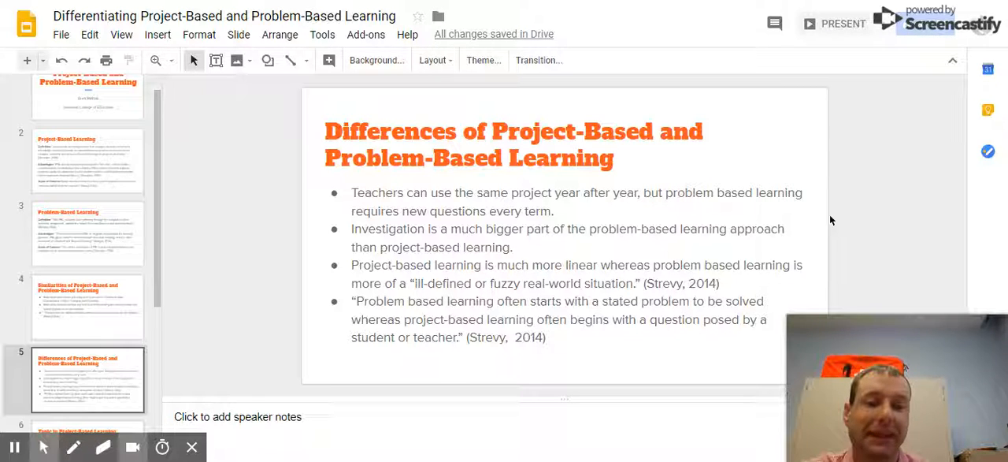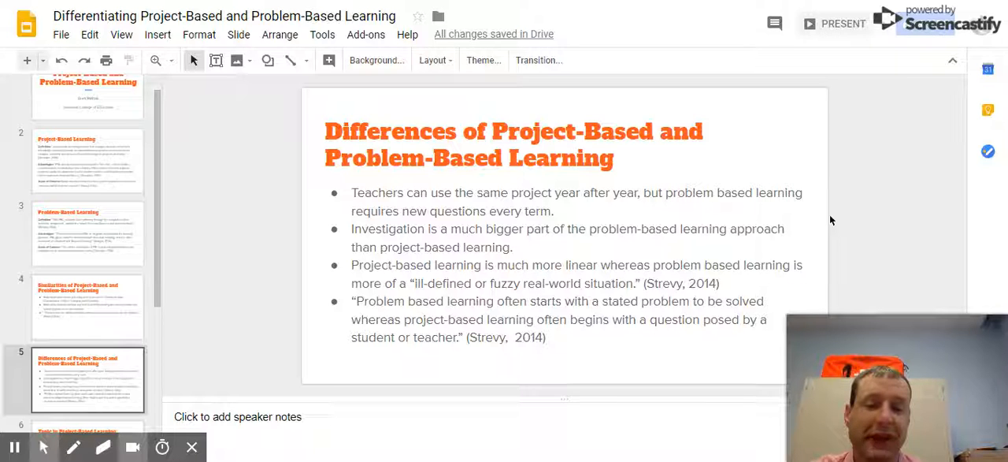Also, investigation plays a much bigger role when it comes to problem-based learning. That's the main focus: investigating situations and aspects in the real world and figuring out what problems people face. Whereas project-based is a lot more linear, where it's first do this, then do that, then do this. Problem-based is more, as Harvey says, ill-defined or fuzzy real-world situations. Some students thrive in a fuzzy, ill-defined area, and some students struggle in that area too. It's something to be aware of.